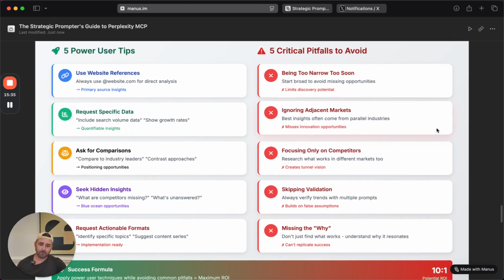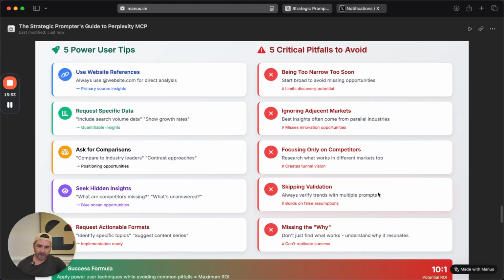Don't ignore adjacent markets. You could miss innovation opportunities. So compare and contrast to folks that are in and around what you're doing and aren't direct competitors, because oftentimes direct competitors are missing the boat too, or I'll say would have already taken advantage of these opportunities.